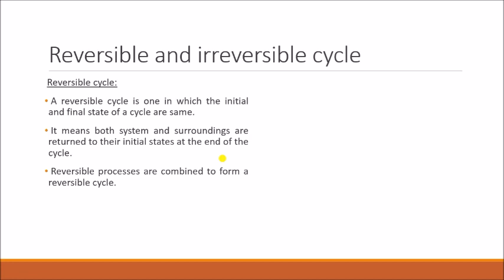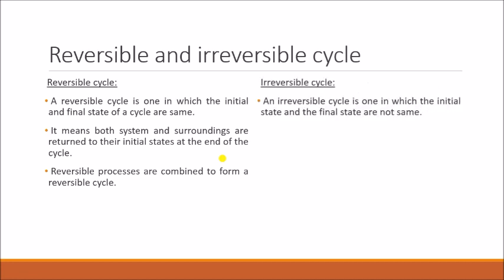Like I said earlier in the previous slide, the various reversible processes are attached so that they form a reversible cycle. Now let's go to the irreversible cycle, which is just the opposite of reversible. An irreversible cycle is one in which the initial state and final state are not the same. There is some initial state, then a process takes place, and there will be a final state. In irreversible, the initial and final states are totally different.